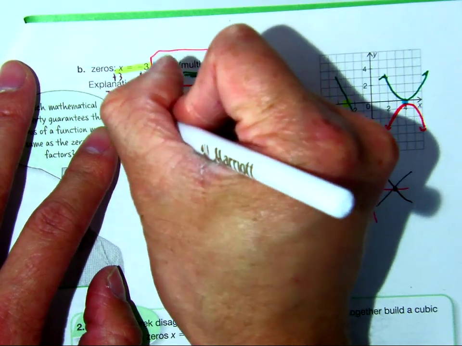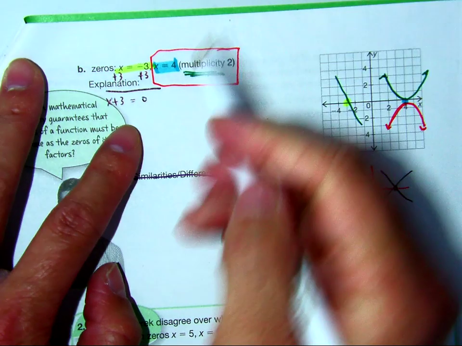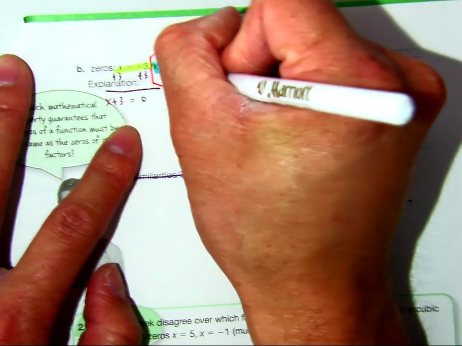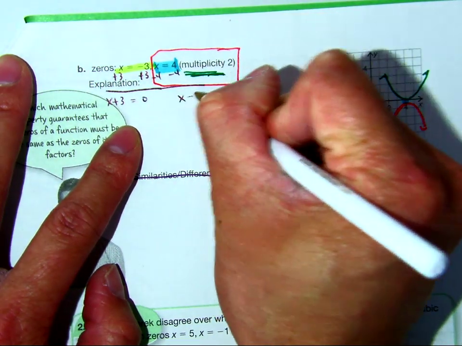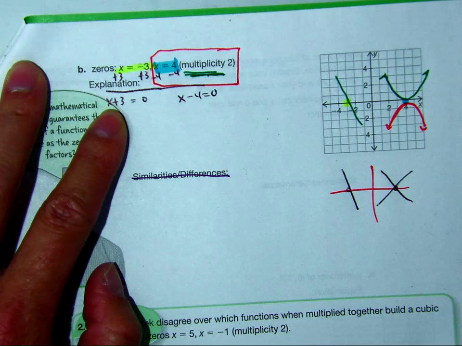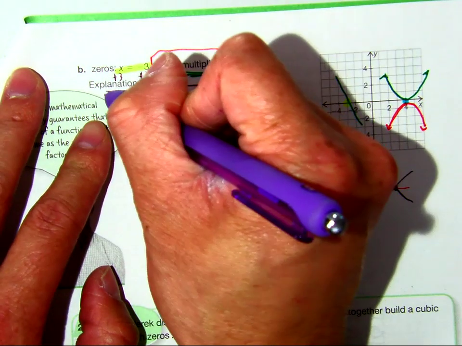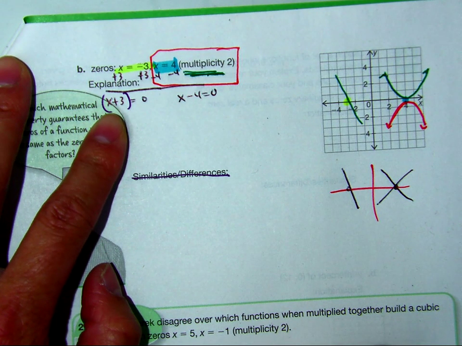Let's do the same thing on this one. What would you do? Minus 4. You get x minus 4 equals 0. Pay attention. What does that mean? x equals negative 3 is the same thing as parentheses x plus 3. x equals 4 is the same thing as x minus 4.